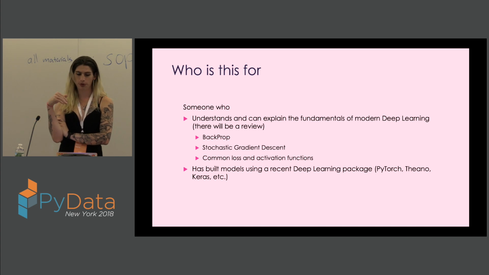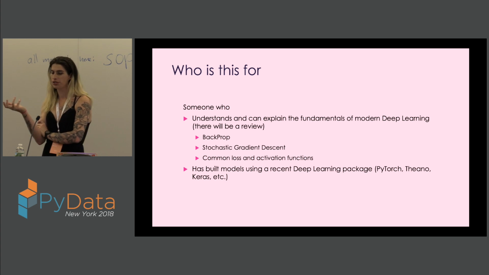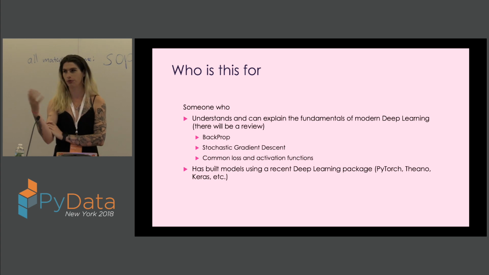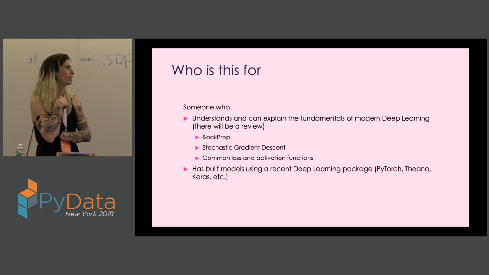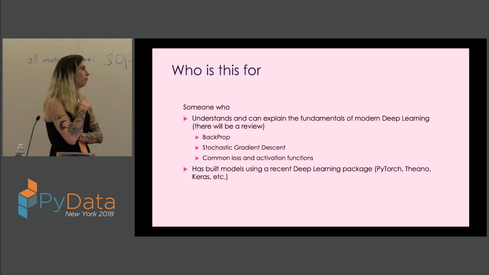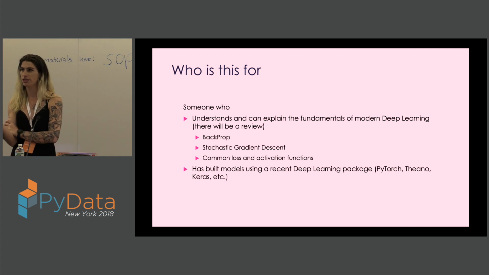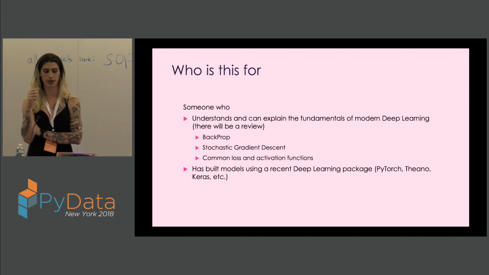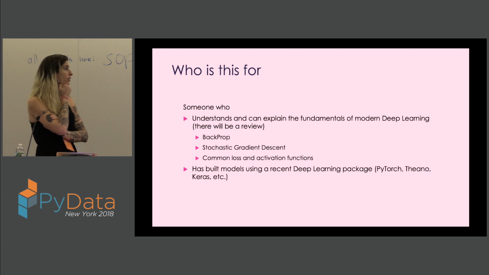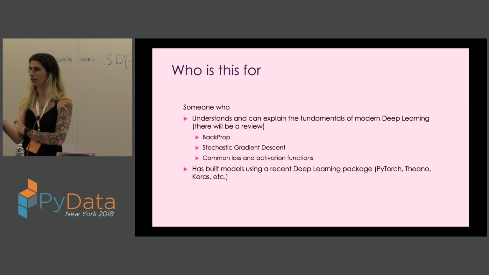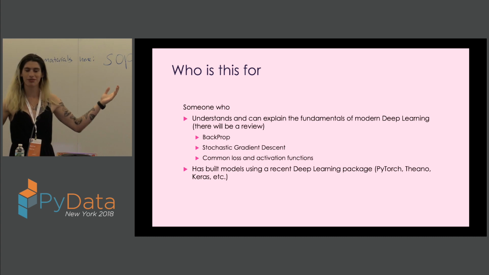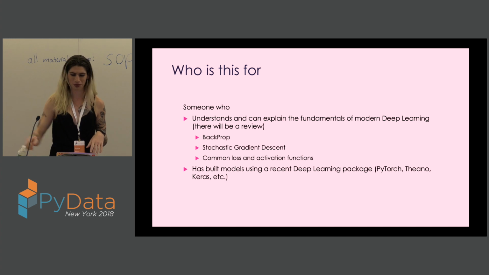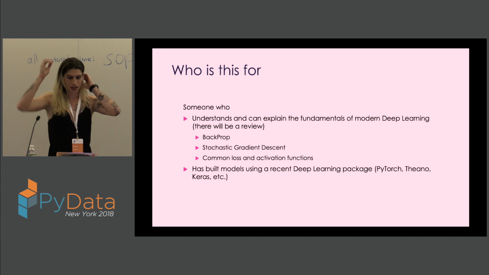I'm aiming for people who basically understand the fundamentals of deep learning. So you could probably explain, maybe with some effort, these ideas: backpropagation, stochastic gradient descent. Maybe you're familiar with common loss functions and different tools that we actually use to build deep learning models. If not, there's going to be a fairly quick review, which of course we can slow down. There's a whole room of whiteboard if we want to talk about this stuff.